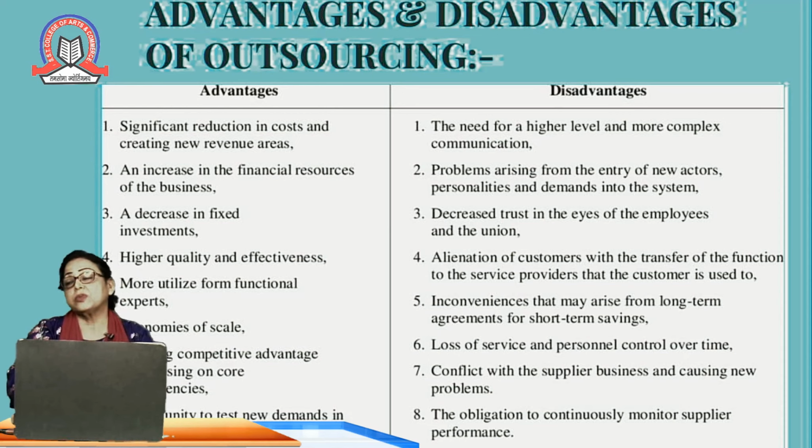Economies of scale. Economies of scale refers to the benefits of large scale. If at one time we tie up with an outsourcing company, they will give us the employees in bulk whenever we require. So we are getting the benefits of large scale. Creating competitive advantage by focusing on core competencies. Outsourcing can give us the benefit of core competent people. Opportunity to test new demands in the market, with outsourcing being cheaper. Outsourcing has become cheaper as compared to the processes of recruitment followed by the companies.